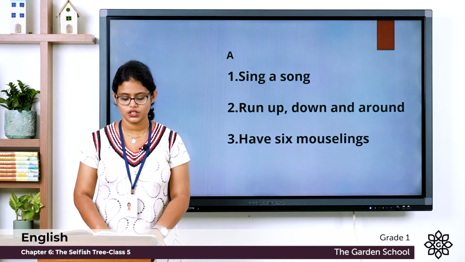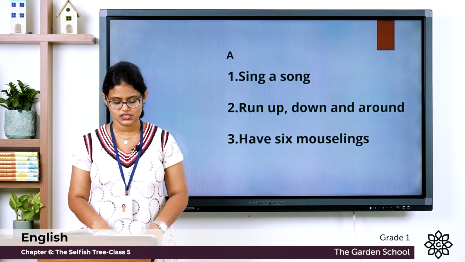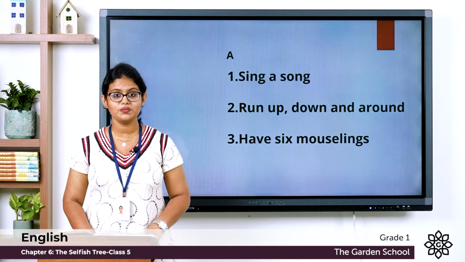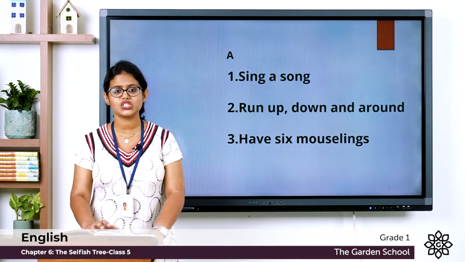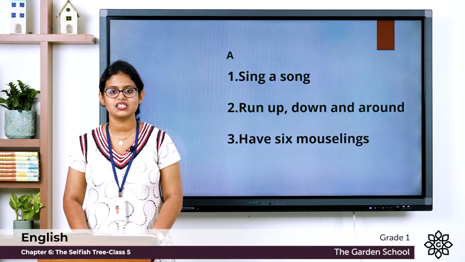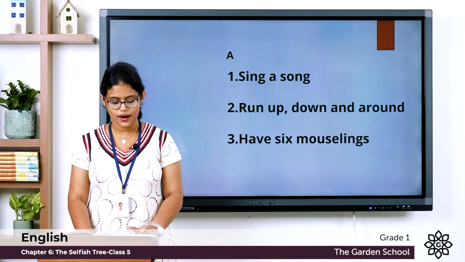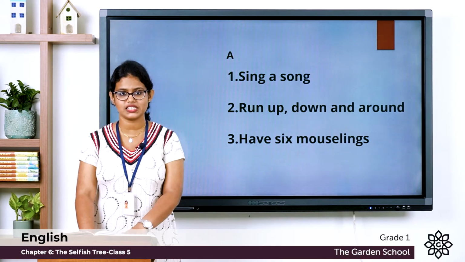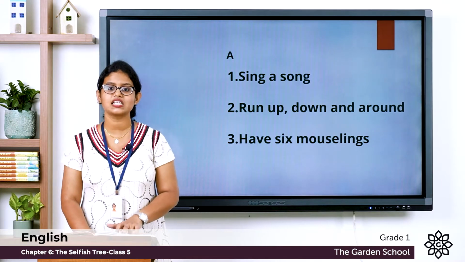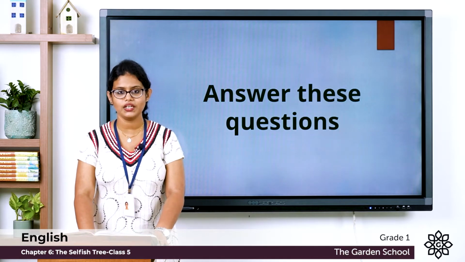See the next one. You can see the picture of mouse and mouselings. So, what is the answer? In the poem, it clearly says the tree wants mouse and 6 mouselings to be at the foot of the tree. So, bark, have 6 mouselings. So, what is the answer? Second one. Have 6 mouselings. Now, let's move to the next one.